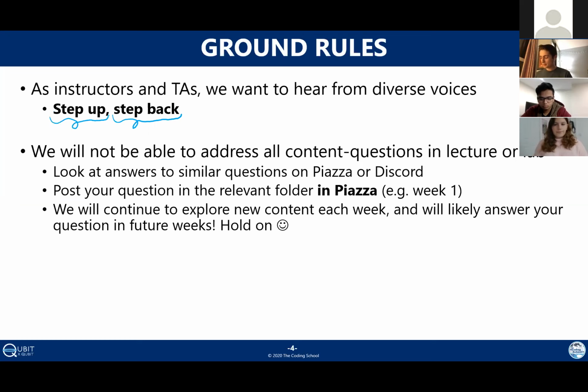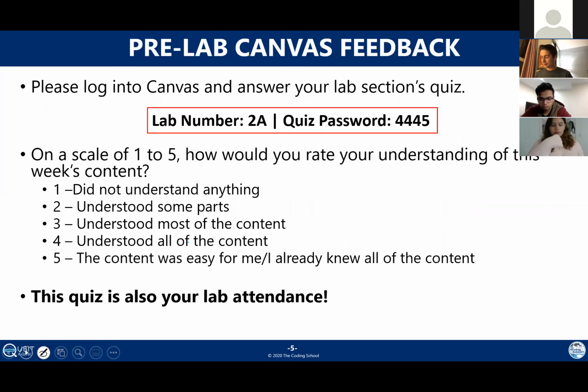And finally, we will not be able to address all content questions in lecture or lab. So if you are curious, if you want to learn more, feel free to follow along on Piazza. I know there have been lots of interesting questions on there this week. If your question on Piazza relates directly to the content, be sure to throw it into a folder such as week 1 or week 2, just so that we can answer it appropriately. So that should all be a review, but hopefully it's helpful to keep these things fresh in your mind.